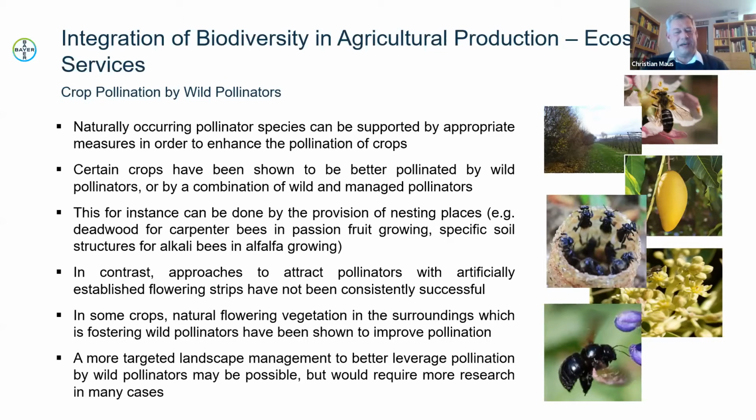For instance, for carpenter bees in passion fruit growing by providing deadwood, or for alkali bees in alfalfa growing by providing certain soil structures for nesting. And also we know from certain crops that they benefit from having natural plant areas, which attract their pollinators. So that is certainly something that can play a bigger role in the future, but we are also just at the understanding of how those systems really work before we can use them at a larger scale.